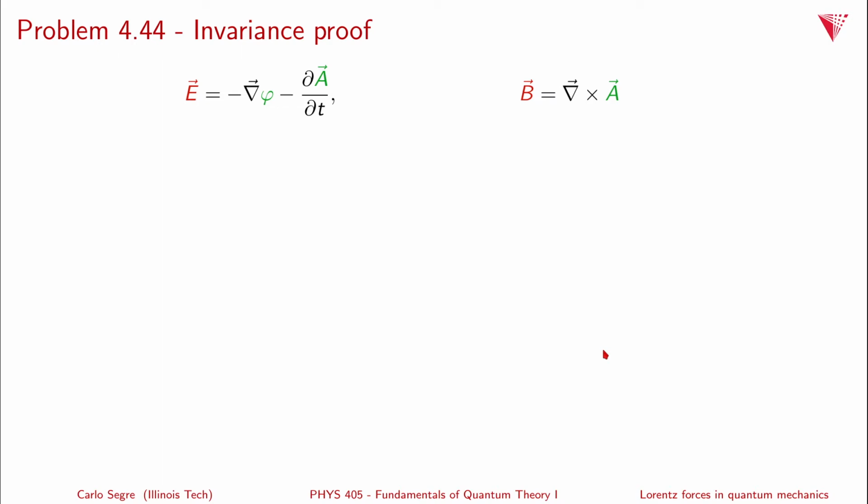We'll start by looking at the invariance. We want to understand how the electric and magnetic fields can be invariant under the gauge transformation, and then how the Hamiltonian can be invariant under the gauge transformation. So we'll start with the electric and magnetic fields. And the gauge transformations are here. This lambda is the gauge transformation, and you have the replacement of phi with phi prime and A with A prime. So we'll start with the electric field.